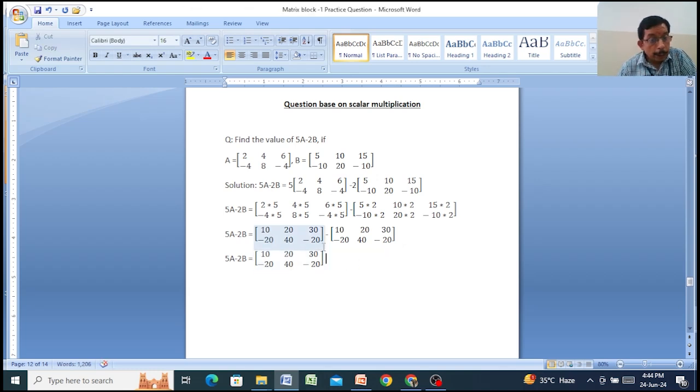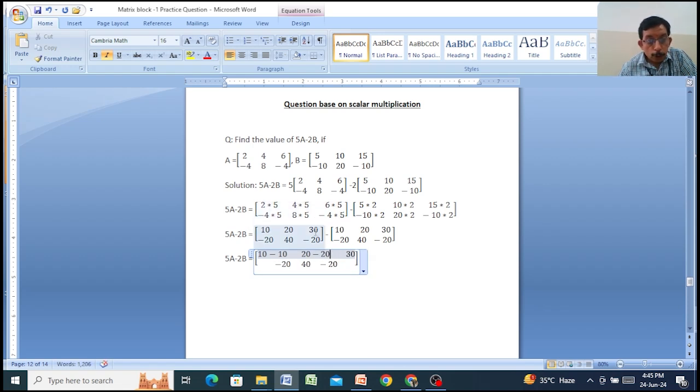The orders of the matrices are equal. Then each element is subtracted from the element in the same position. First row, first column element is 10. The corresponding element is also 10, so 10 minus 10. The first row, second column is 20. The next matrix's corresponding element is also 20, so 20 minus 20.